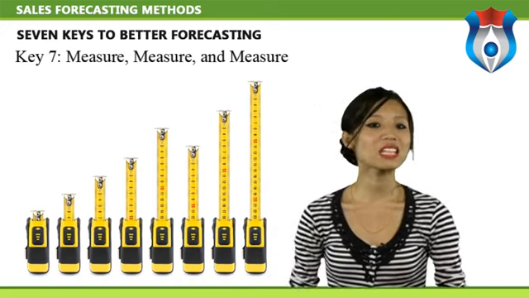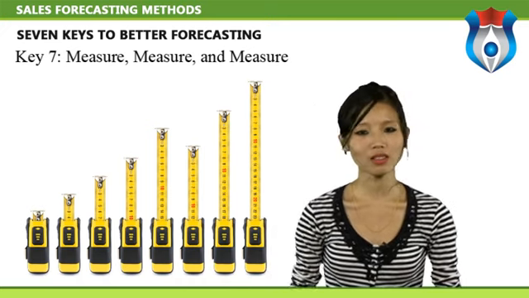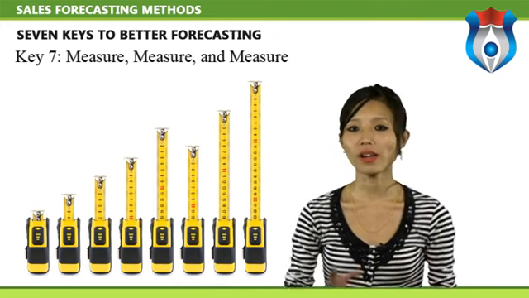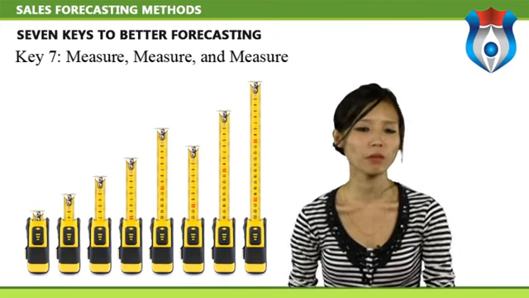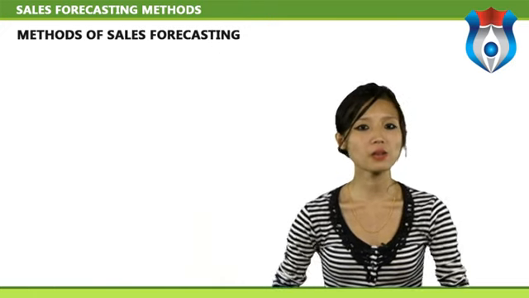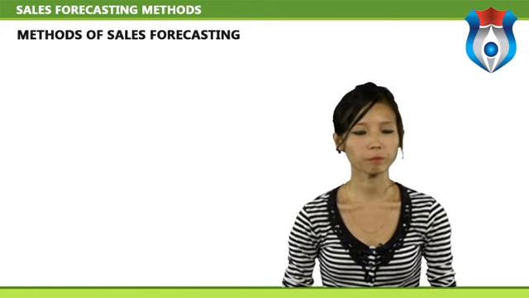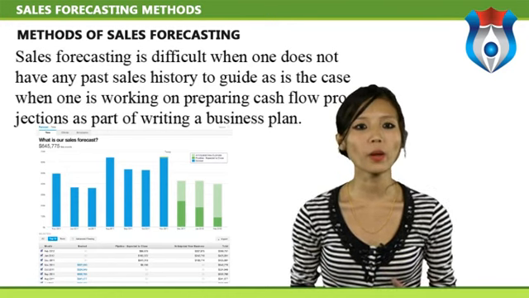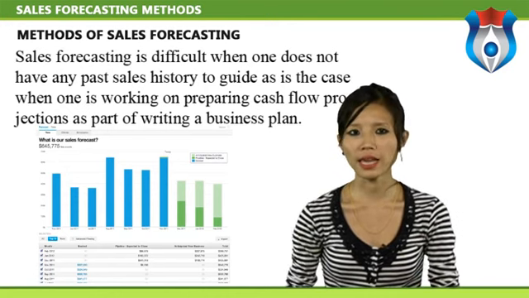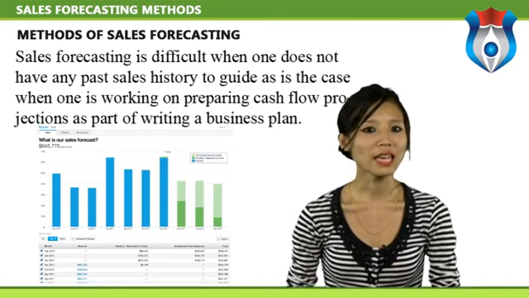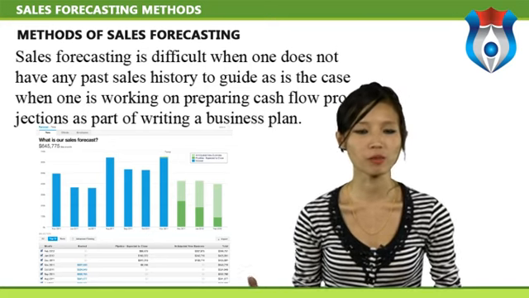This key may be intuitive for most business managers, yet this research has identified surprisingly few companies that systematically measure forecasting management performance. Let us now discuss the method of sales forecasting. Sales forecasting is difficult when one does not have any past sales history to guide, as is the case when one is working on preparing cash flow projections as part of writing a business plan.